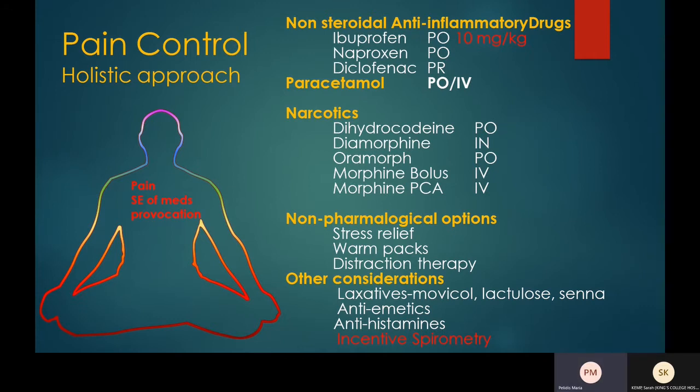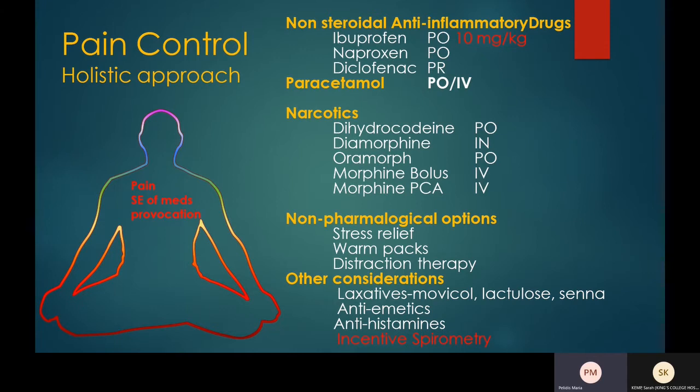Ibuprofen is given orally and should be given at a high dose, such as 10 milligrams per kilo. Diclofenac can be given rectally in case the patient has difficulty keeping things down. Paracetamol can be given orally and intravenously. And then it's good to choose one of the following narcotics. Now, dihydrocodeine is often used by our patients at home, so if they've already used this quite regularly at home, it is suggested to use something stronger.